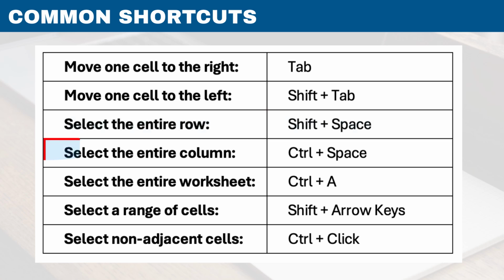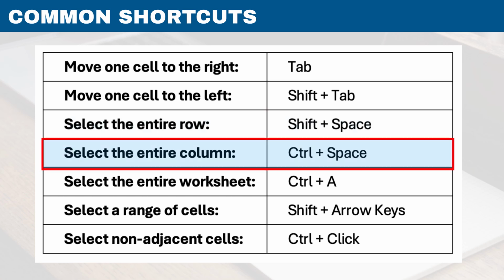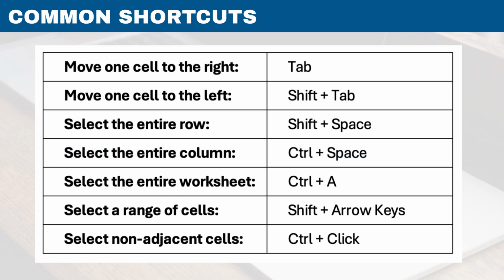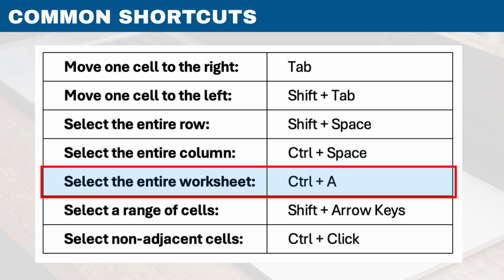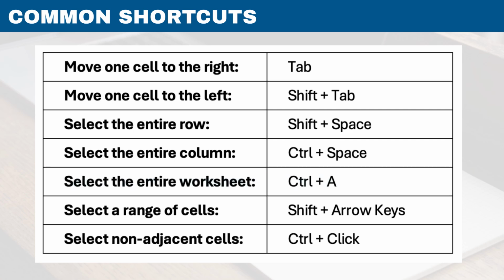To select the entire column, click on any cell in the column you want to select and press the Control and Space keys simultaneously. The entire column will be selected. To select the entire worksheet, open your Excel worksheet and press the Control and A keys simultaneously. The entire worksheet will be selected.